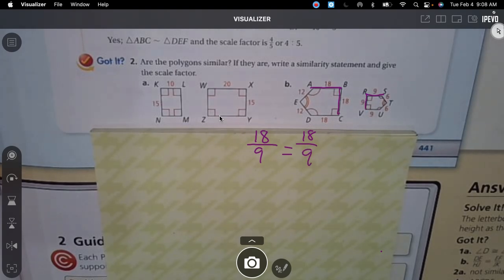That one's 18 to 9. Then what's my next one? 18 to 9. And then what's my next one? 12 to 6. And then my last one. 12 to 6.